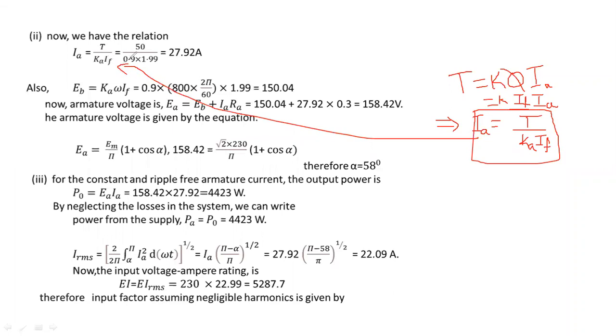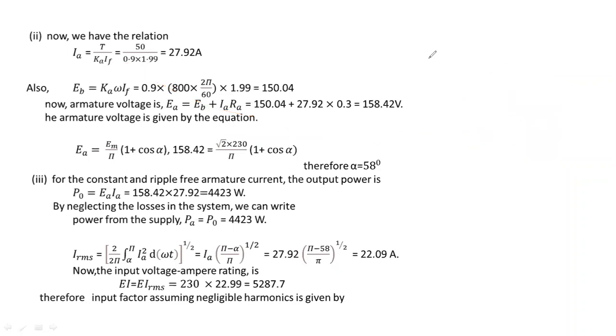We know Ka has been given as 0.9. Torque is 15 Newton meter. If we calculated in the first bit, which is 1.99 amperes. If you simplify this, you will get Ia as 27.92 amperes.